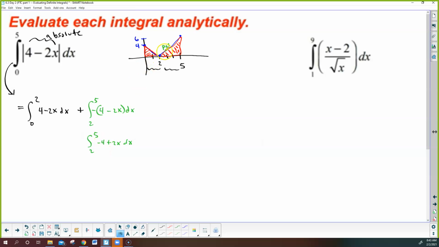This has a linear equation that has a positive 2 for a slope and a negative 4. So negative 4 will be down here, and that would give me this line here, but I only want the area under the curve from 2 to 5. So what that means is I now can do this algebraically.